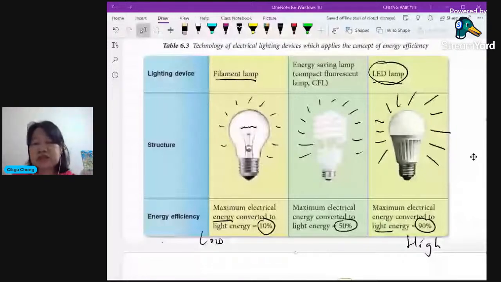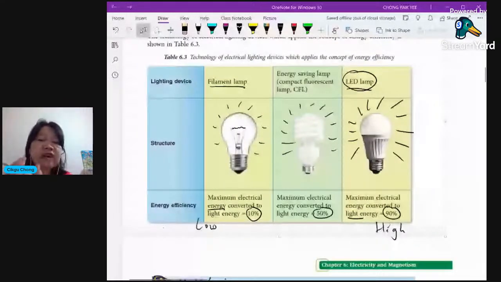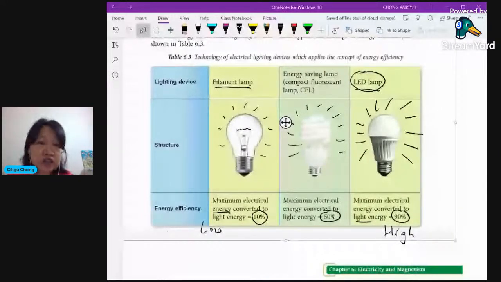So we came back to the question here, asking you about the advantages of LED lamps. What are the advantages? It can last longer, and also high energy efficiency. It can convert more energy into brightness, so it's brighter, and it has a longer lifespan. So these are the advantages.